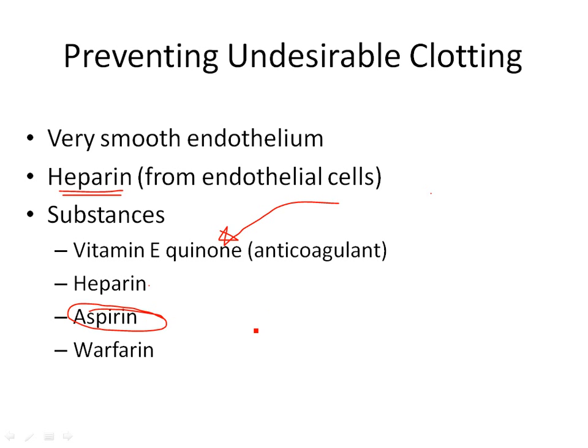So if you've heard that people at risk of recurrent heart attacks are told sometimes by their doctor to take a baby aspirin, that would be why. It's to prevent that blood clot from forming in the coronary circuit. And another more powerful one, warfarin. So sometimes you hear people who are prescribed warfarin, and now you know why.